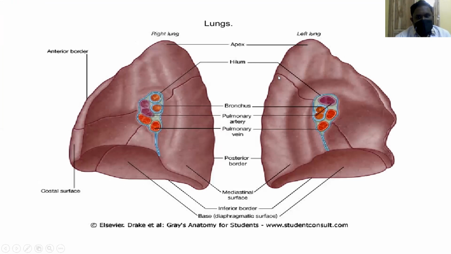On the right side and left side, there is an important thing which you have to remember. The hilum contains the bronchus on the right side, then pulmonary artery and then pulmonary vein. So it is bronchus, artery and vein. Whereas on the left side, it is artery, bronchus and vein. Artery comes first on the left side.